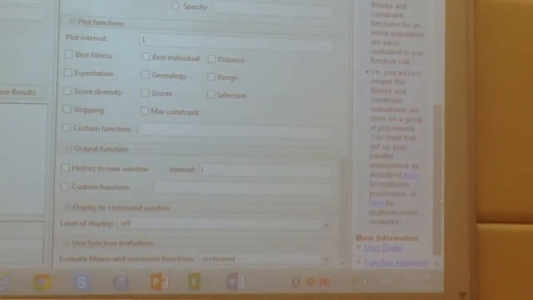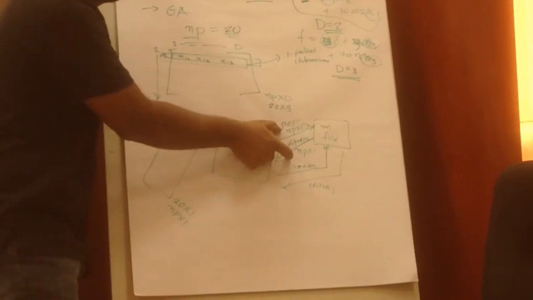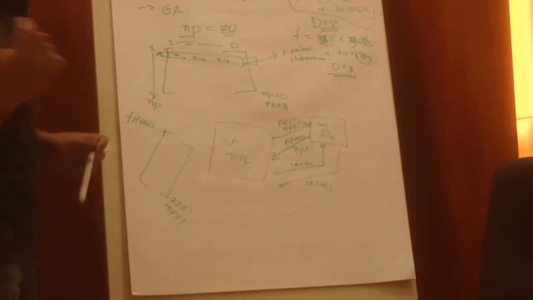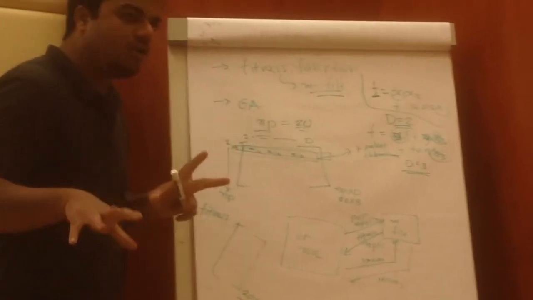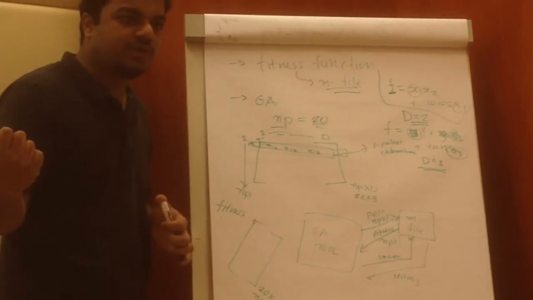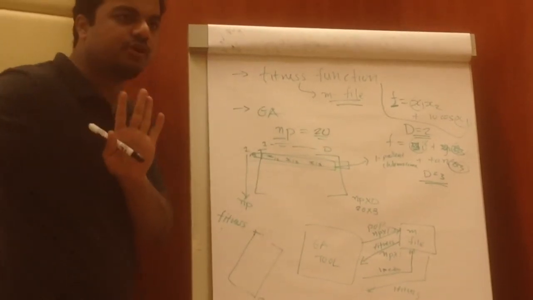Parallel processing means the fitness and constraint evaluations are done on a group of processors. Okay, this is something different. The vectorize is just this thing, right? Now in parallel, since the modern computer has more than one core, like dual core, quad core, you can use all of these cores. By default, it uses one core only. So you can do something for parallel processing, that is different. That is from a computational point of view, so we'll not indulge in that. We'll be using either vectorized or serial.